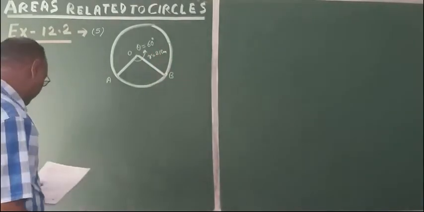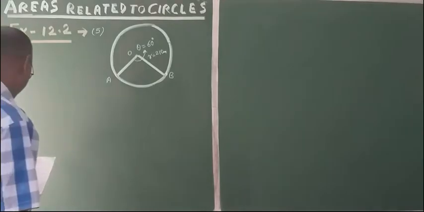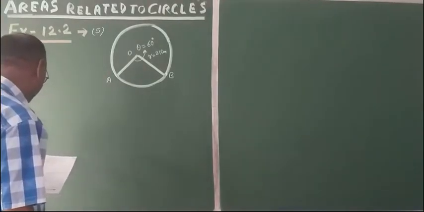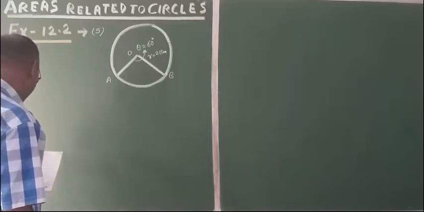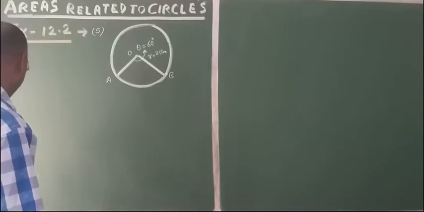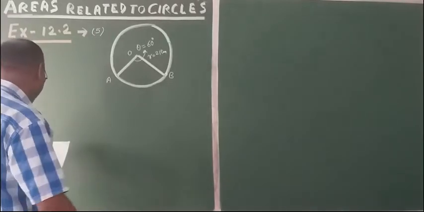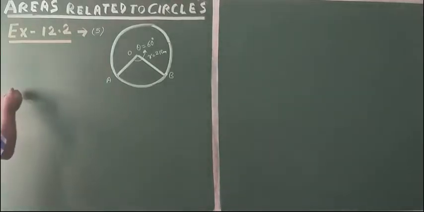The question is this: find the length of the arc, and the area of the sector formed by the arc, and the area of the segment formed by the corresponding chord. The first part is the length of the arc.